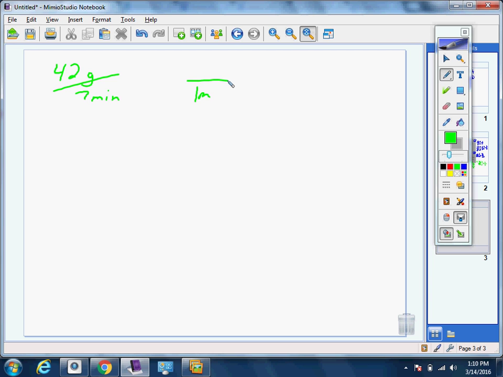How did I get 7 minutes down to 1 minute? I divided by 7, which gave me 1. And if I do it to the bottom, I've got to do it to the top. 42 divided by 7 is 6. So it was moving 6 gallons in a minute.